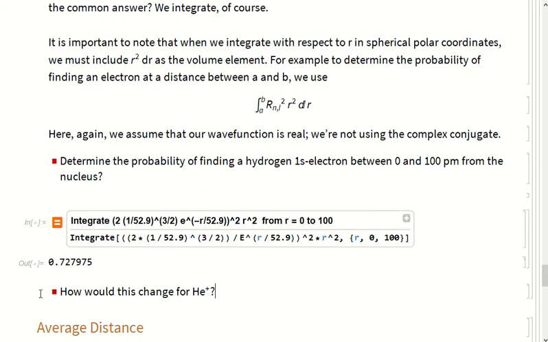One could reasonably ask, of course, how would this be different for helium plus? So I would challenge you to go ahead and enter this for helium plus. How would the entry be different? And see what you get. What do you think you'll get?